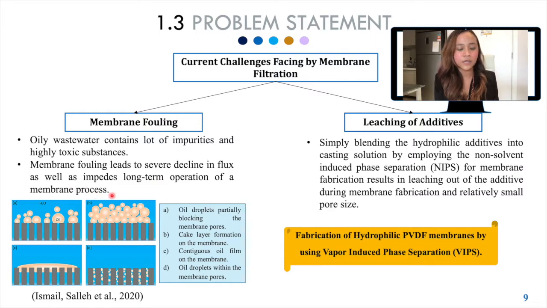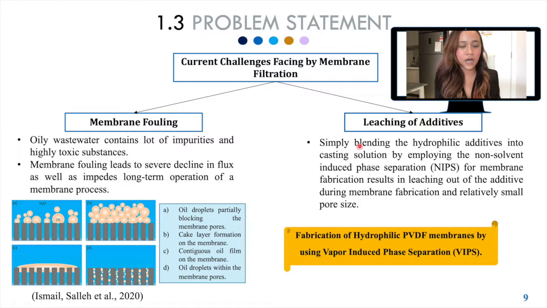This figure portrays the oil fouling in oily wastewater filtration. Firstly, oil droplets partially block the membrane pores. Then there is a cake layer formation on the membrane. Soon there will be a contiguous oil film on the membrane. And lastly, the oil droplets clog within the membrane pores, resulting in membrane fouling.